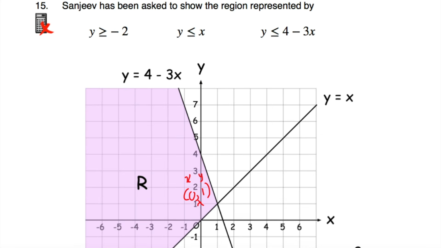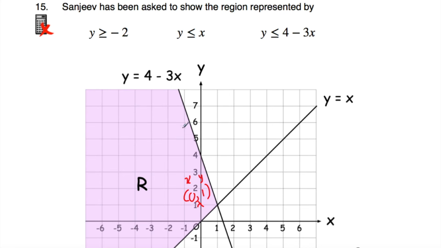The inequality was y is less than or equal to x. So here we've got y, which is 1. 1 is less than or equal to 0. Well, 1 isn't less than or equal to 0, so that's not true. So that means that that point isn't in the region that's been accepted.